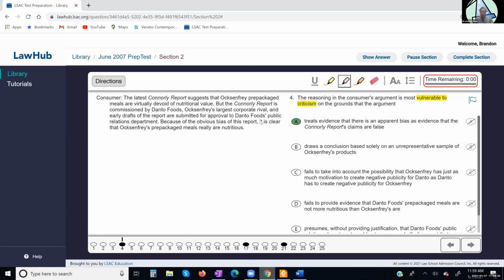So the conclusion comes first. It is clear that O's prepackaged meals really are nutritious, but the evidence is right there. It's because of bias.